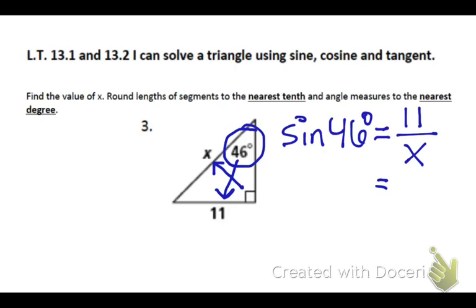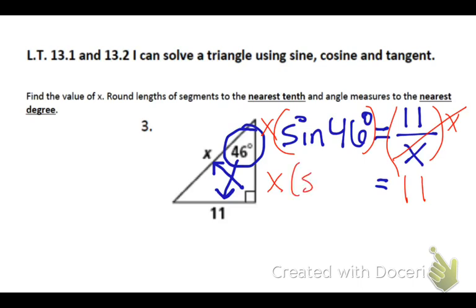Now, whenever the variable that you're trying to find is on the bottom, you really need to do it in 2 steps. So we're going to multiply by x first. That's going to cancel out the x's on the right side. And that gives you x times sine of 46. Then you want to divide by sine of 46 because we're trying to isolate the x.